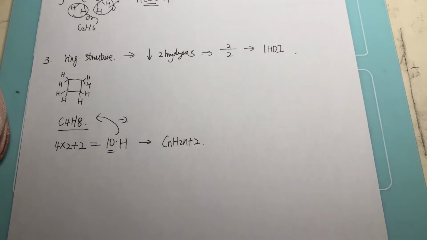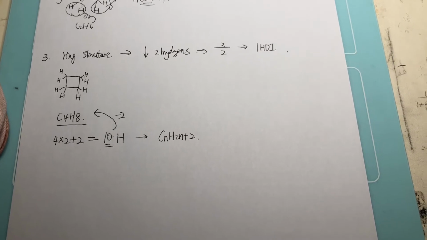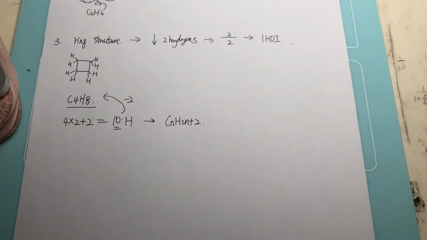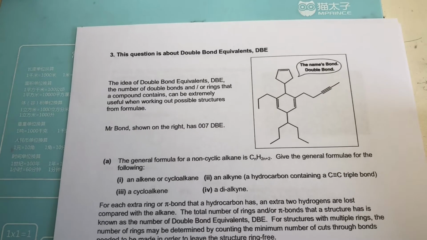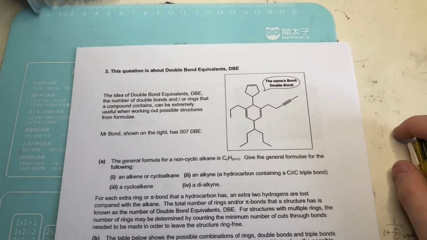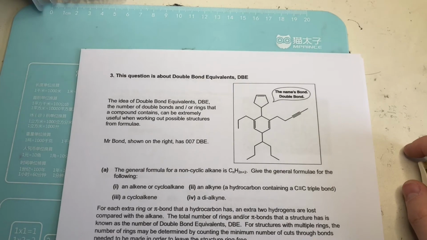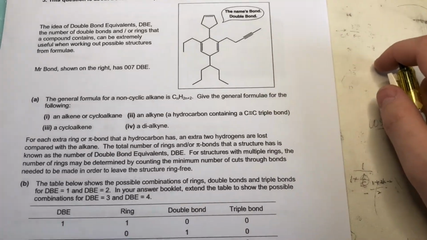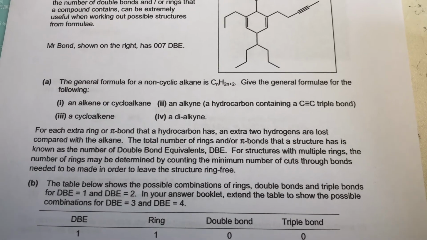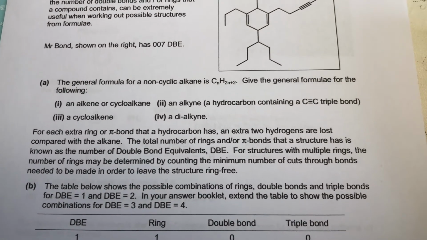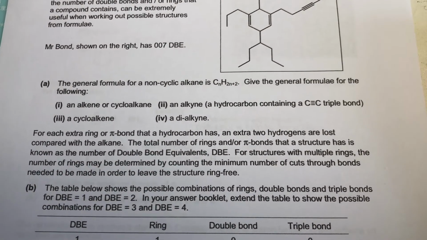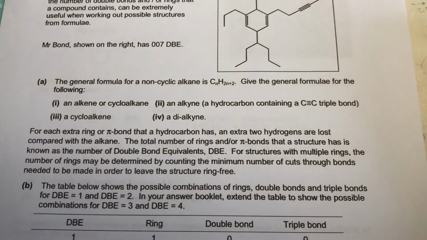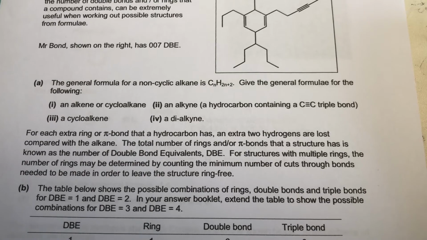Now, the basic concepts I have explained already. Now, let's look at some questions and examples that are more difficult. All these examples are from the Chemistry Olympiad of the UK. The first question is that the general formula for an acyclic alkane is CnH2n+2. Give the general formula for an alkene or a cycloalkane.